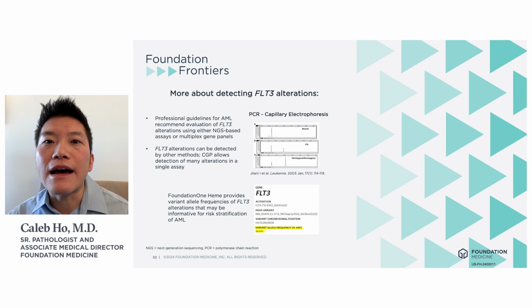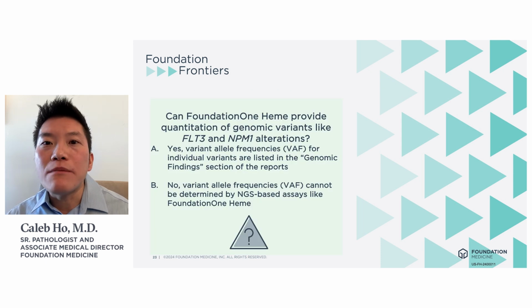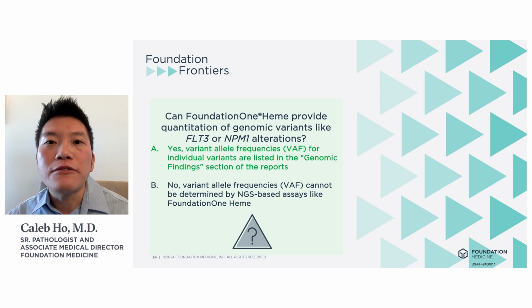Based on the previous slide, can Foundation One Heme provide quantitation of genomic variants like FLT3 or NPM1 alterations? The answer is yes. Variant allele frequencies listed in the genomic findings section of Foundation One Heme reports provide this information.